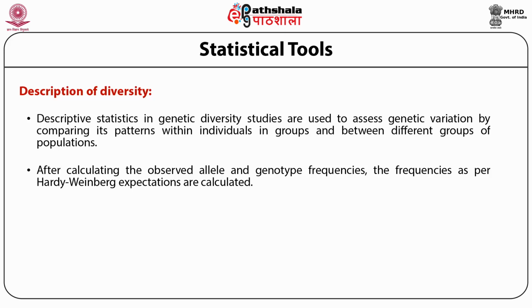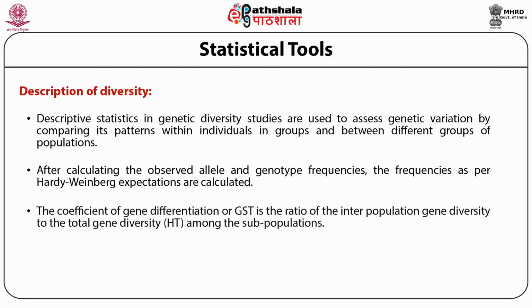Gene diversity indices are used to quantify the extent of genetic differentiation between populations. The coefficient of gene differentiation, or GST, is the ratio of the interpopulation gene diversity to the total gene diversity, represented by HT, among the subpopulations. And the formula, in case you want to study the GST, that is gene differentiation, is equal to DST divided by HT.